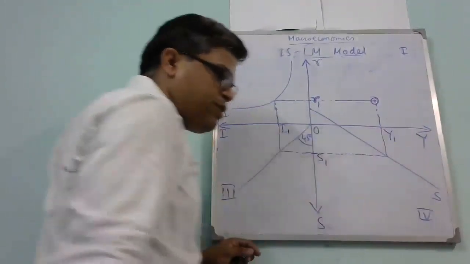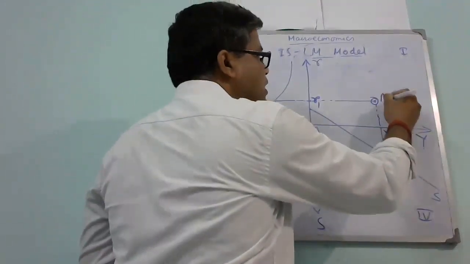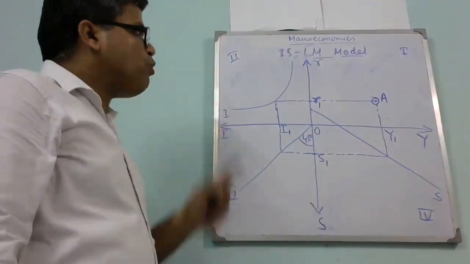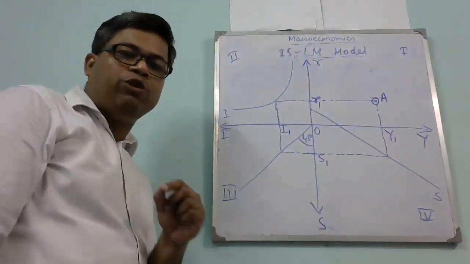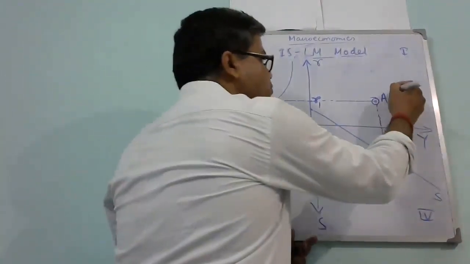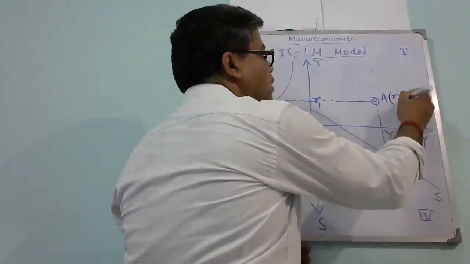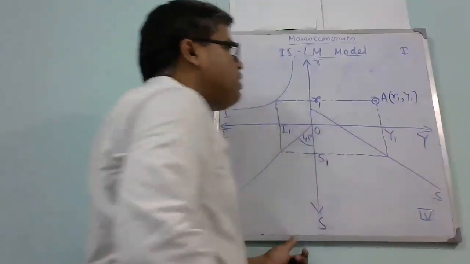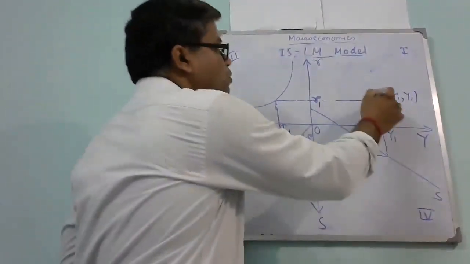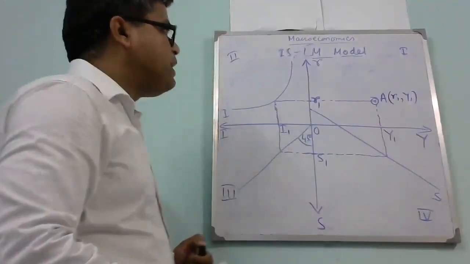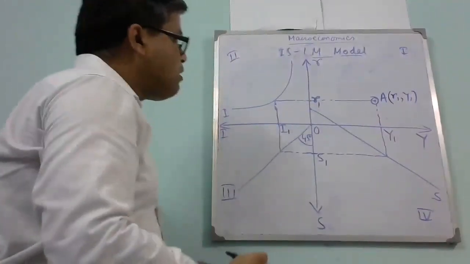Now we will join, and we get this coordinate, say A, which represents R1 and Y1. So this is the one coordinate we are getting.